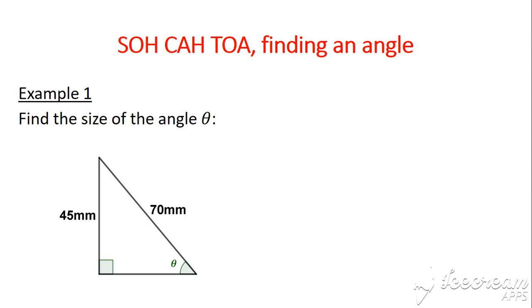Example 1. We're going to find the size of the angle theta. We're going to use the same 4 steps as we have in the last couple of videos, but there are a couple of differences. So let's go. Step 1, label the sides. We have the hypotenuse, we have the opposite, and we have the adjacent sides.